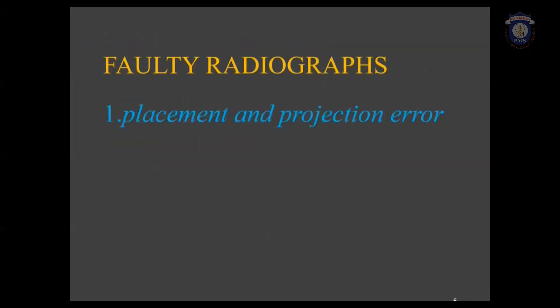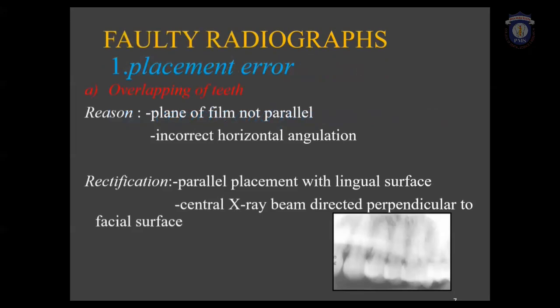Firstly, the placement and the projection errors. What are the various projection or placement errors that can cause faulty radiographs? First among them is overlapping of the teeth. The main reason for overlapping is when the film is not placed parallel to the tooth occlusal plane, or if an incorrect horizontal angulation is given.